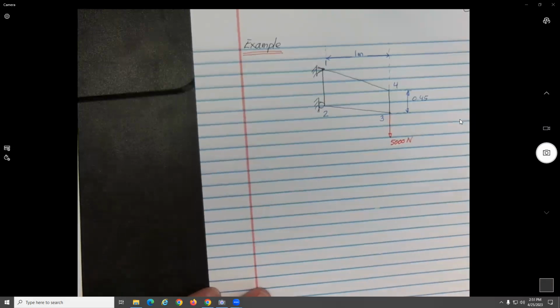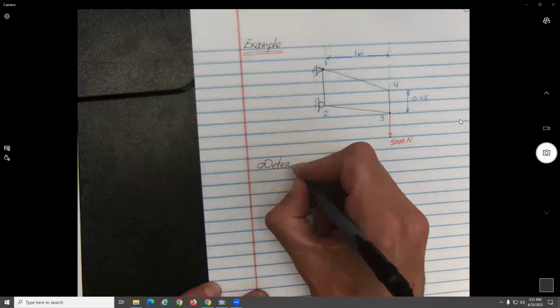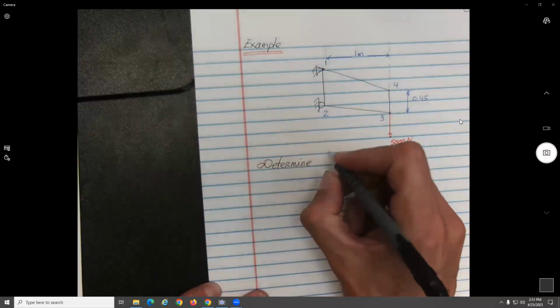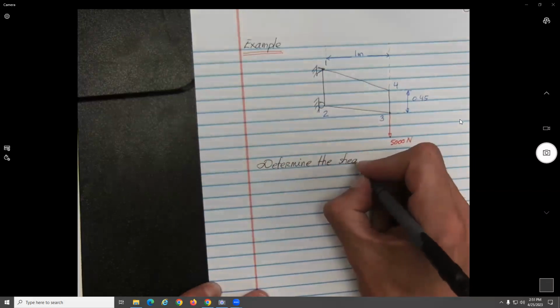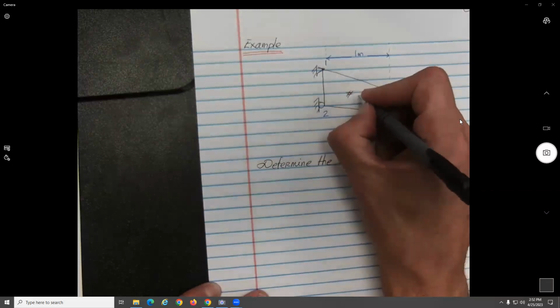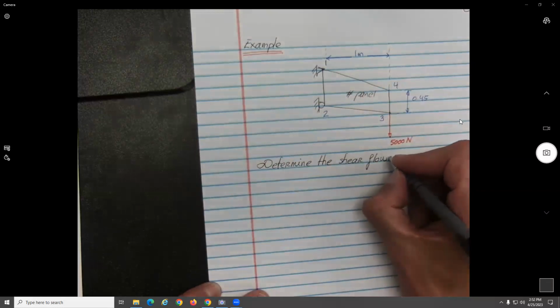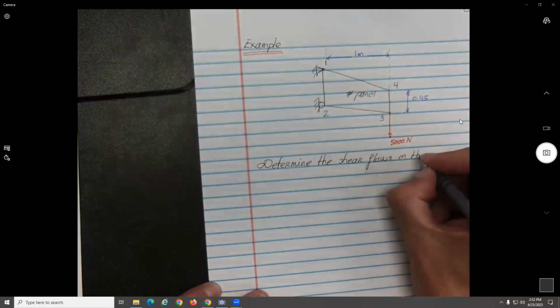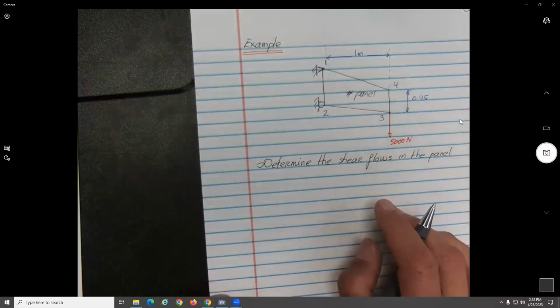Okay, so the question is determine. They give more data on this problem, but I don't think we need more information. Okay, so let's say it will be panel. Determine the shear flows in the panel.